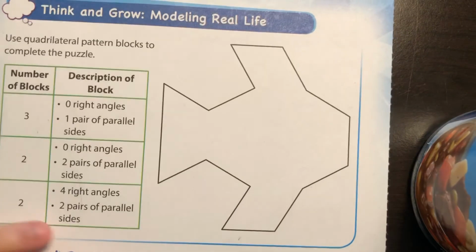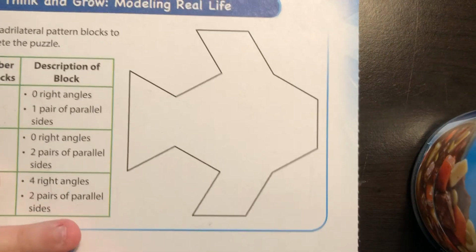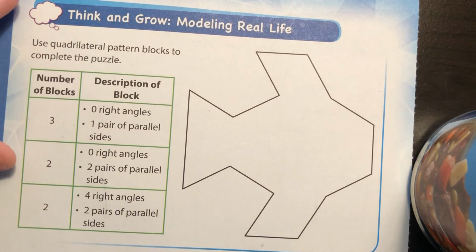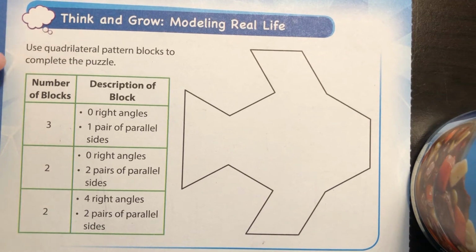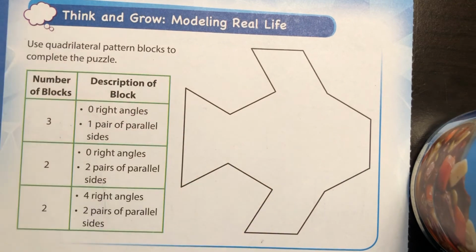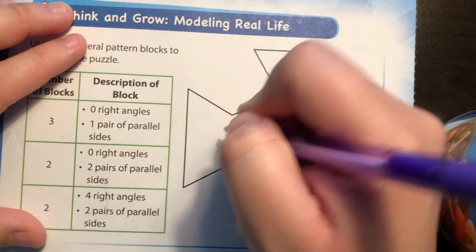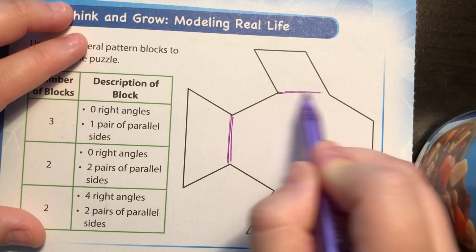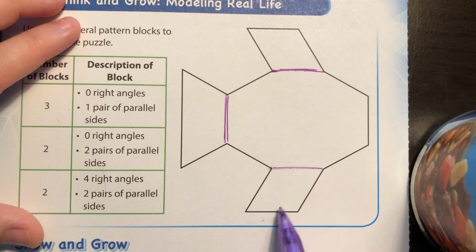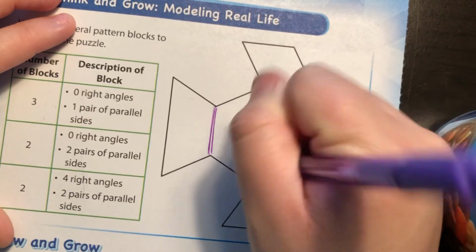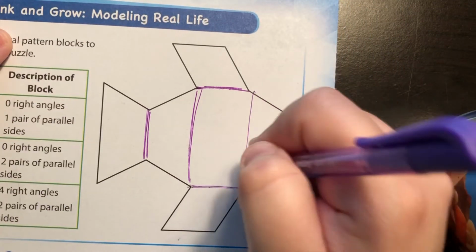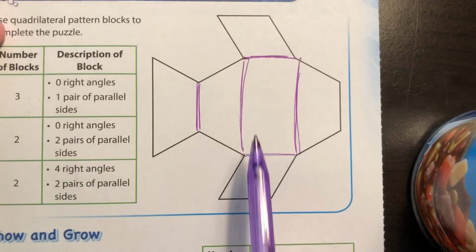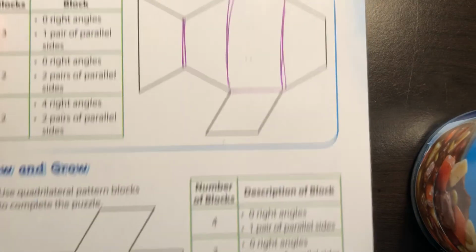Let's go to the back. Oh, that's an interesting shape. Almost looks like a plane. It says, use quadrilateral puzzle pattern blocks to complete the puzzle. Number of blocks, description of block. So we don't have those little pattern blocks here right now, but I can show you that this right here would be like a trapezoid. These right here would be two rhombuses. That would be another trapezoid, and a rectangle. That's a possible way that we could do this.